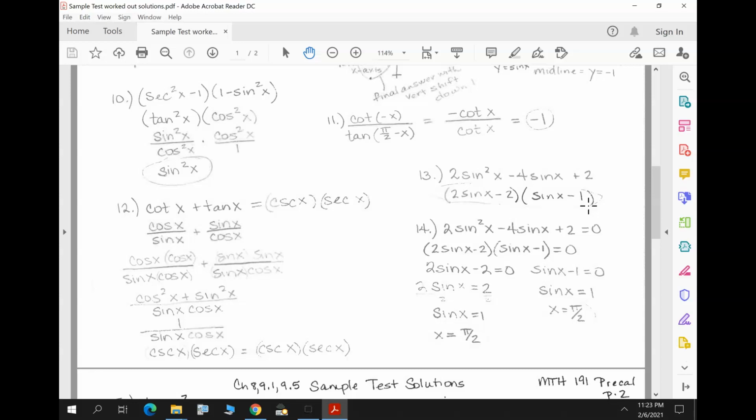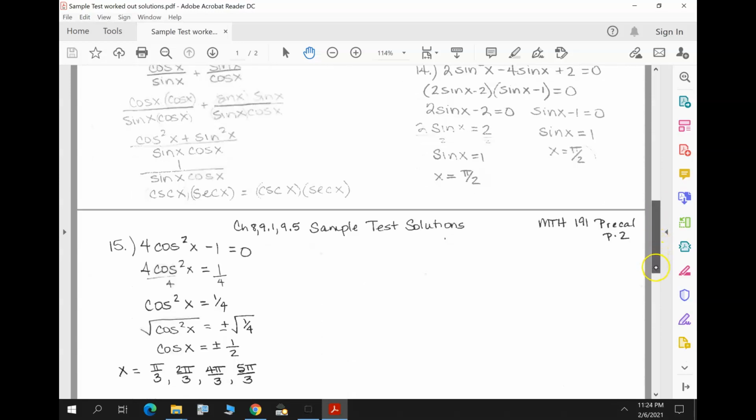Alright, for number 14, they want us to go ahead and take that a step further and solve that last problem that we were just working with. Alright, so here were the factors that we just had a second ago. So of course once you factor something, you're going to set each of those factors equal to 0. So let's start with this piece. We're going to add 2 to both sides and then divide both sides by 2. So we would have sine is equal to 1. So on your unit circle, where is your sine equal to a positive 1? Well, that's at pi over 2. And then over here, if we add 1 to both sides, we'll get sine equals 1. So again, sine is equal to 1 at pi over 2.